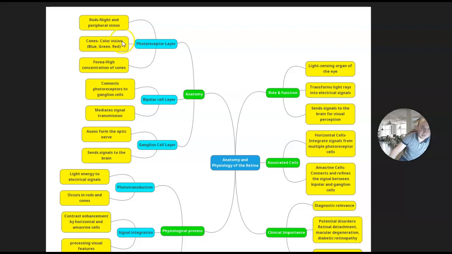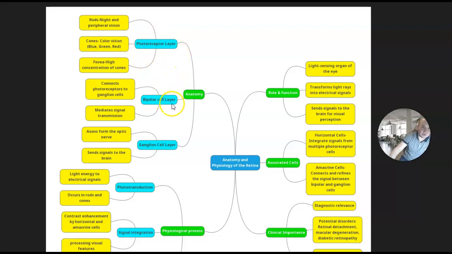Fun fact: most animals do not contain all three components of color. Most dogs only see blue and red. They don't see a green component in their vision. The fovea has a high concentration of cones, so that's the photoreceptor layer.